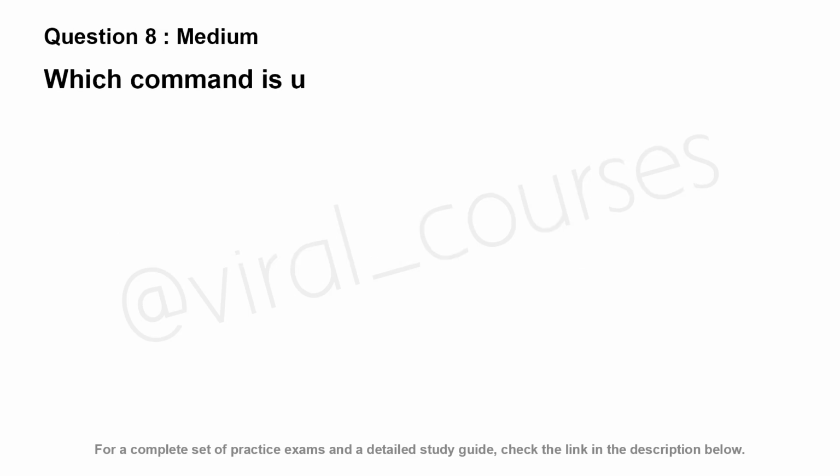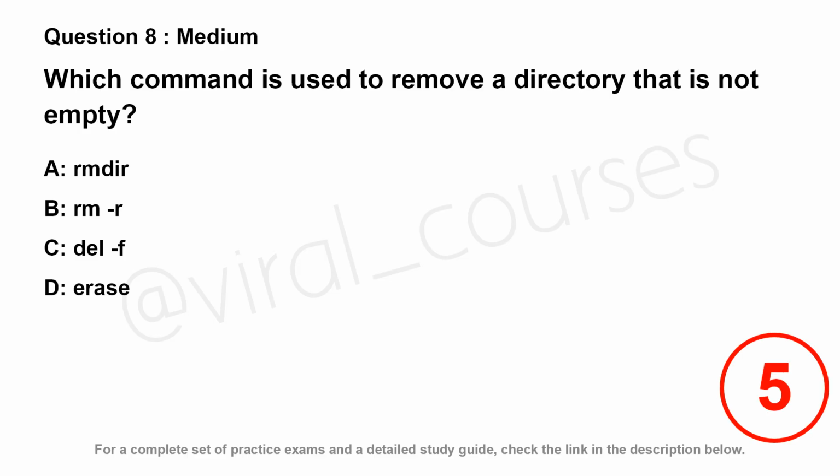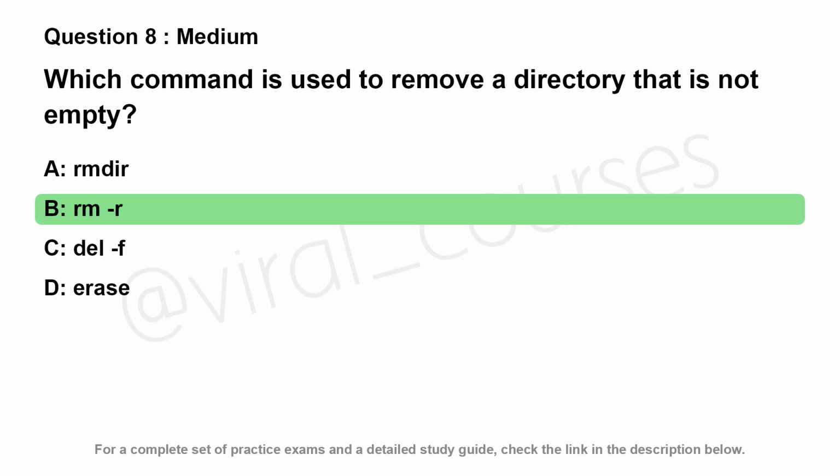Which command is used to remove a directory that is not empty? Option A, rmdir. Option B, rm. Option C, del -f. Option D, erase. The correct answer is B.